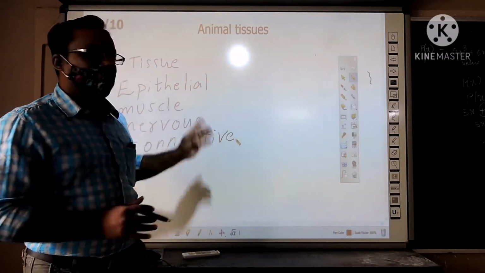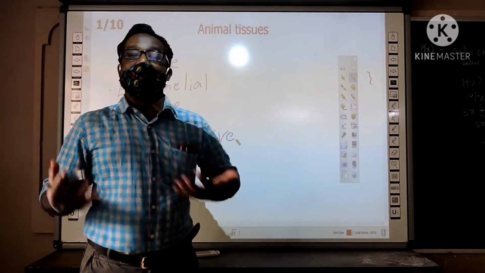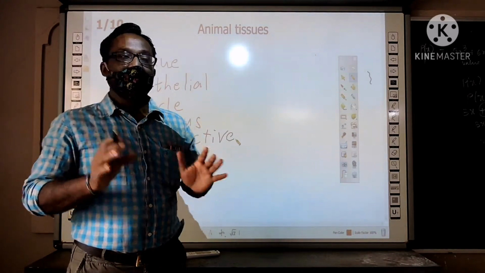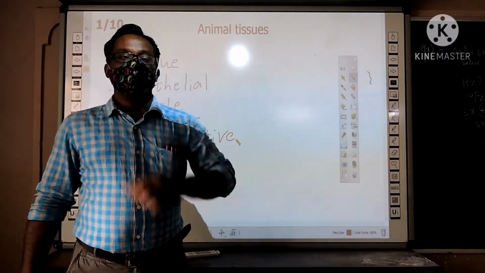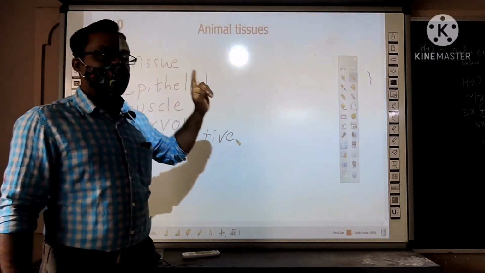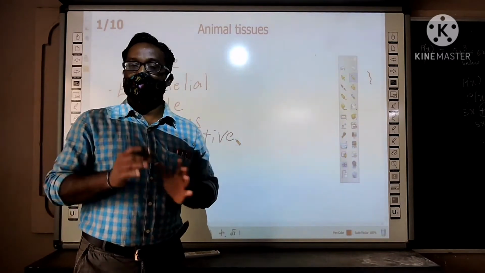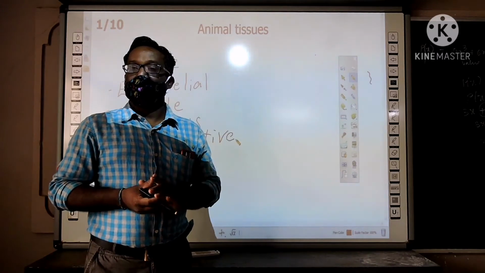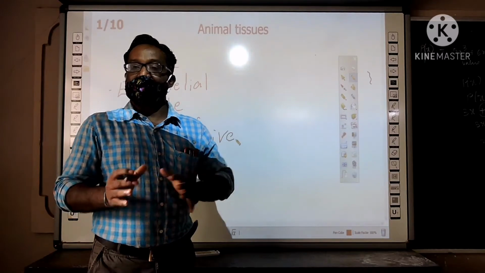Here, epithelial tissue covers our body. This epithelial tissue forms the outer layer externally and internally. That means the internal organs are lined with epithelial tissue. Externally means, for example, skin. So it forms the outer layer, and thus it gives protection. Next, muscle tissue. It helps with movement along with bones. Bones and muscles together help the movement of our body, that means movement of the skeleton.